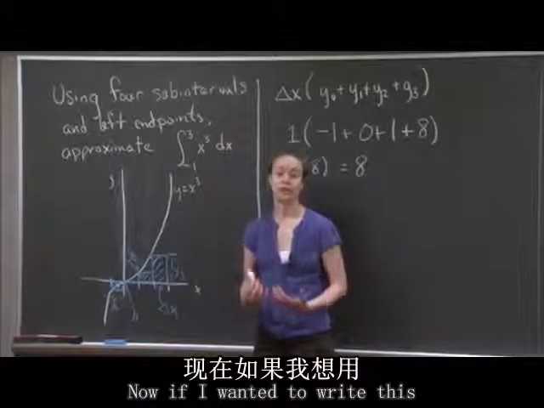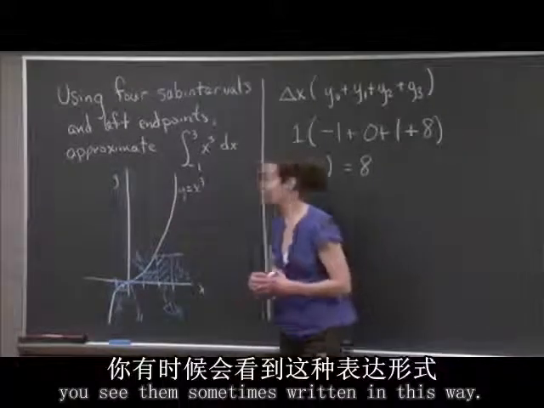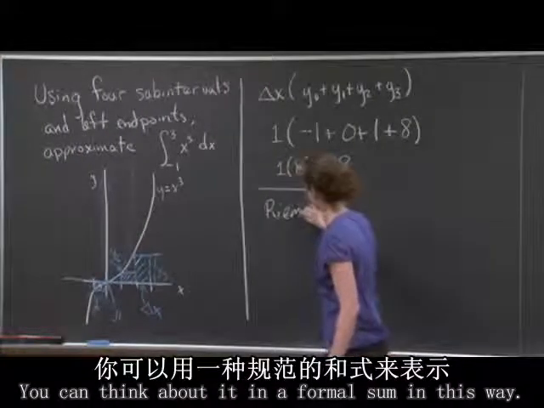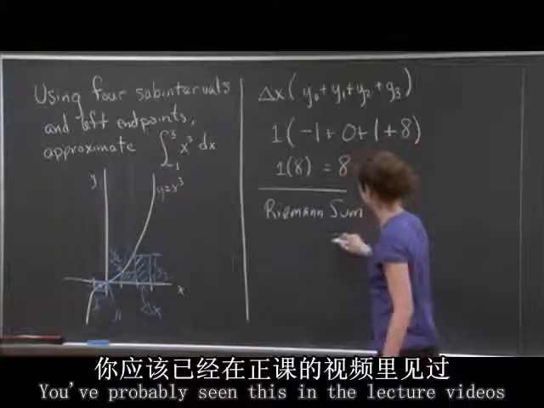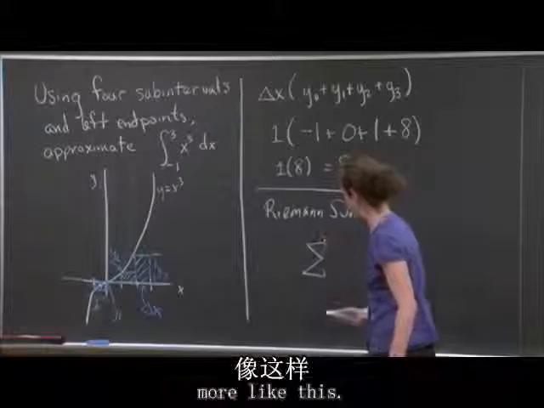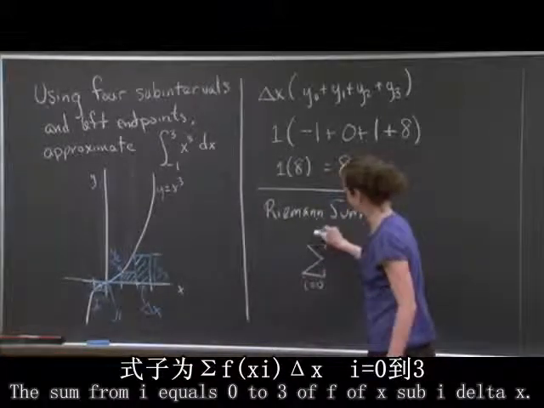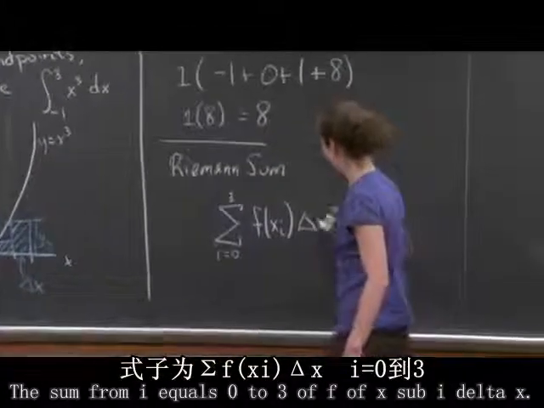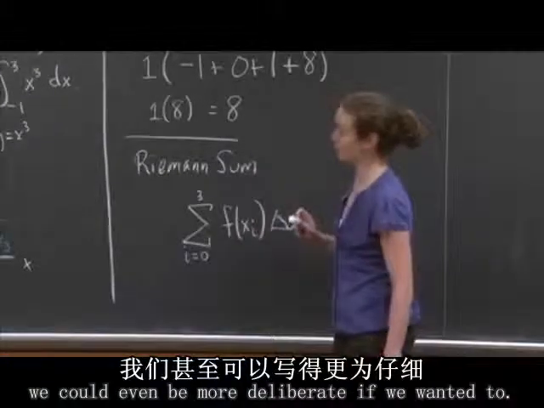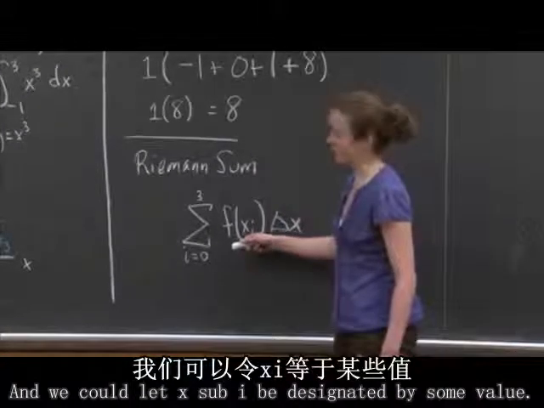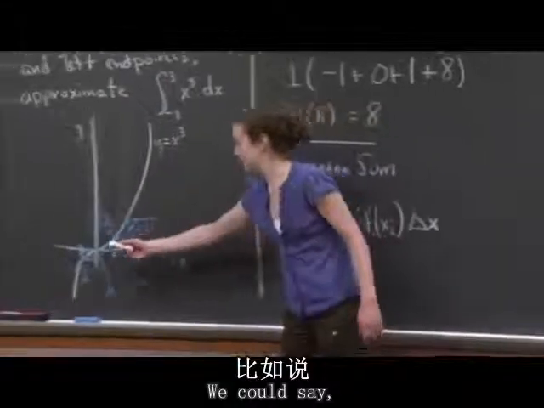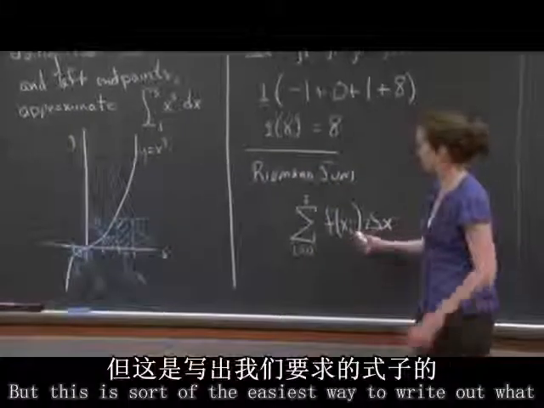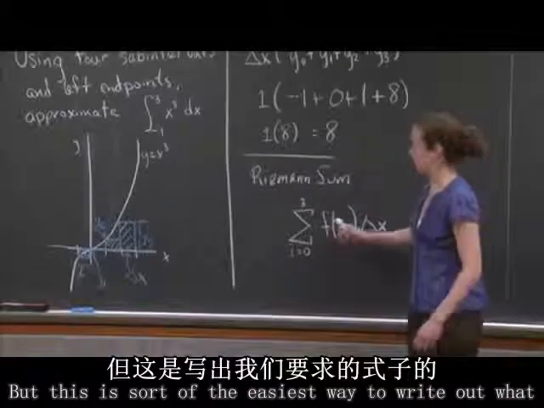Now, if I wanted to write this in terms of a Riemann sum, you see them sometimes written in this way. You can think about it in a formal sum in this way. You've probably seen this in the lecture videos more like this. The sum from i equals 0 to 3 of f of x sub i delta x. And now, in this case, we could even be more deliberate if we wanted to, and we could let x sub i be designated by some value, say starting at -1 and adding some number to it each time based on the interval. But this is sort of the easiest way to write out what we're interested in.